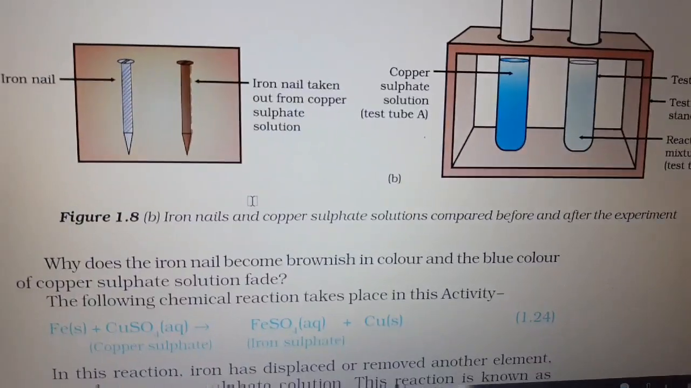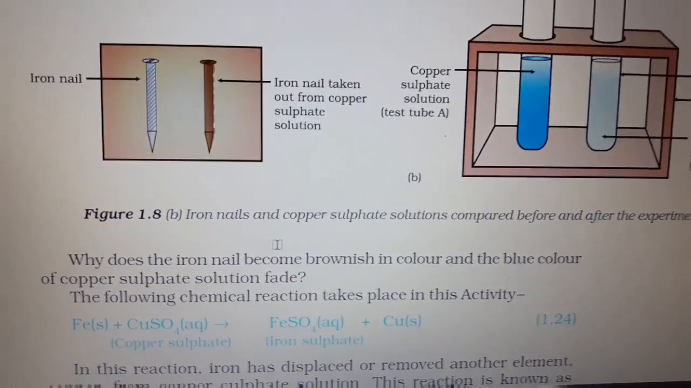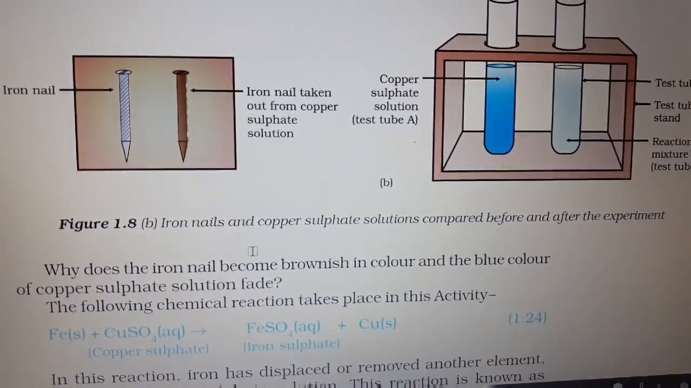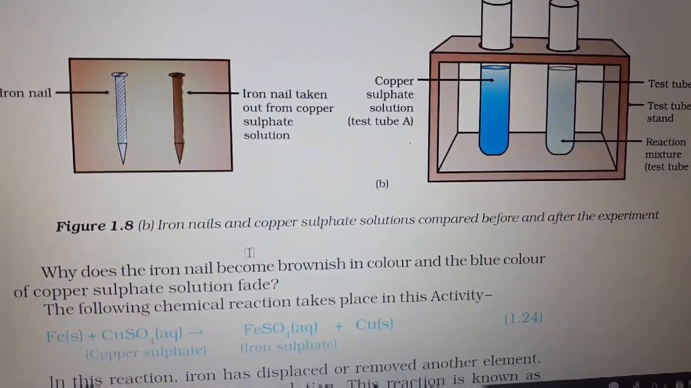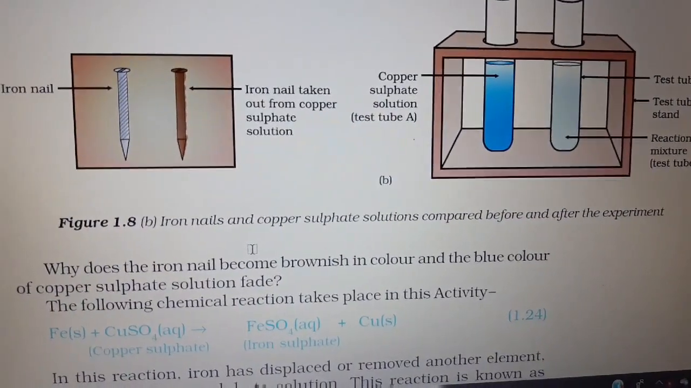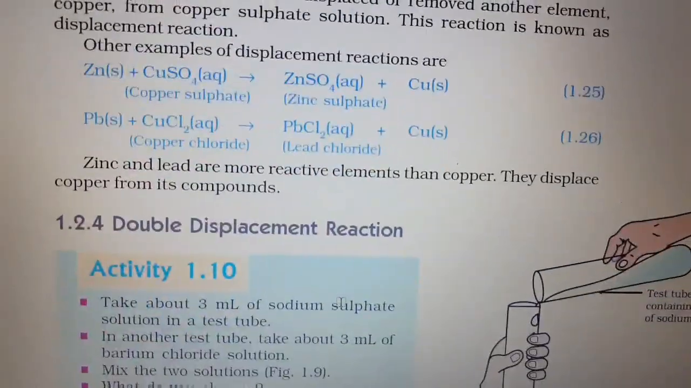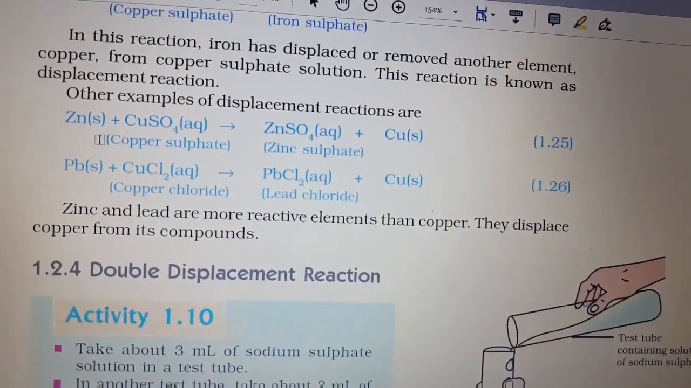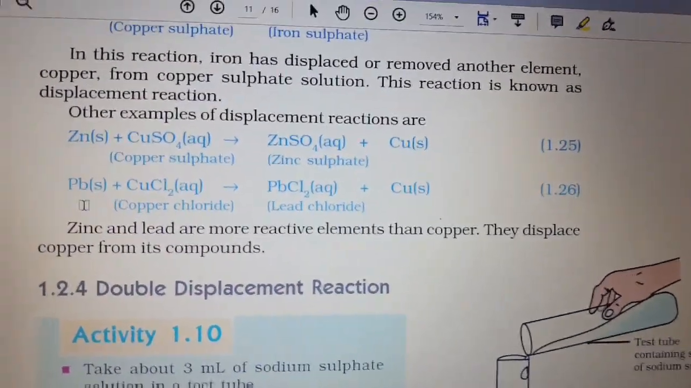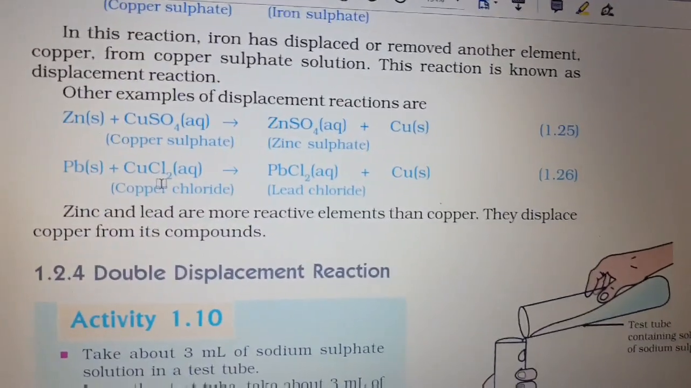So in displacement reaction, there is a displacement of chemical elements on the basis of their reactivity. The more reactive element will obviously replace the other element which is less reactive. Here a few examples are given: zinc plus CuSO4 gives zinc sulfate plus copper, and lead plus CuCl2, that is copper chloride, will form lead chloride and copper.